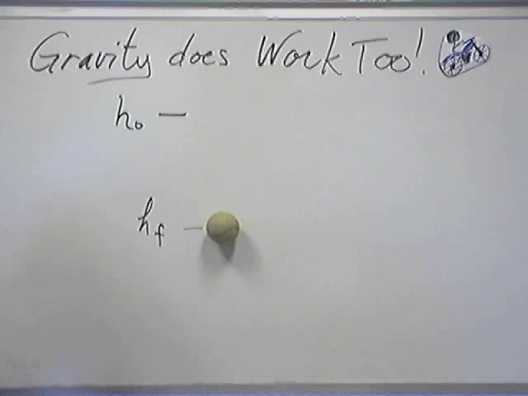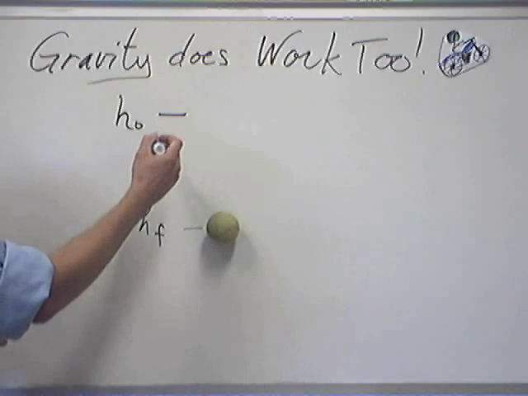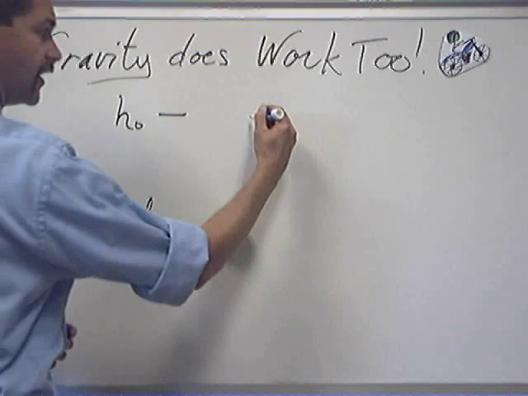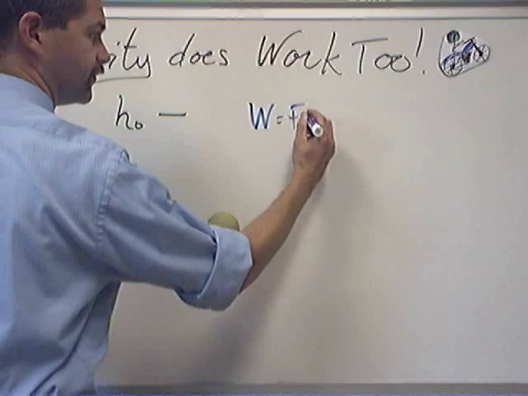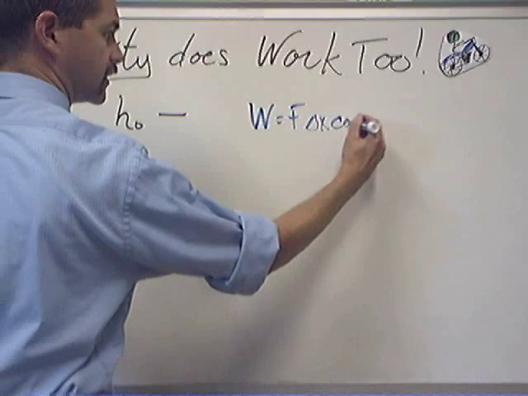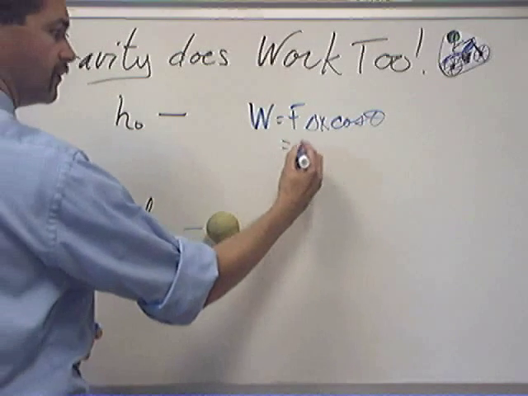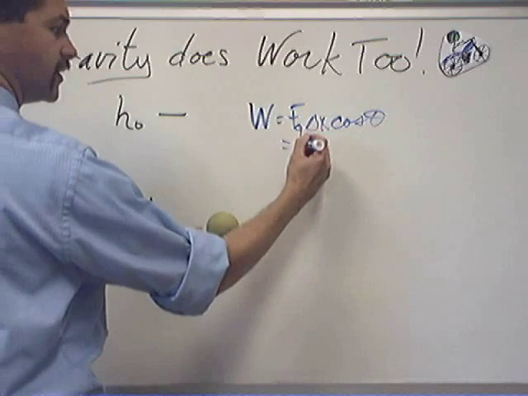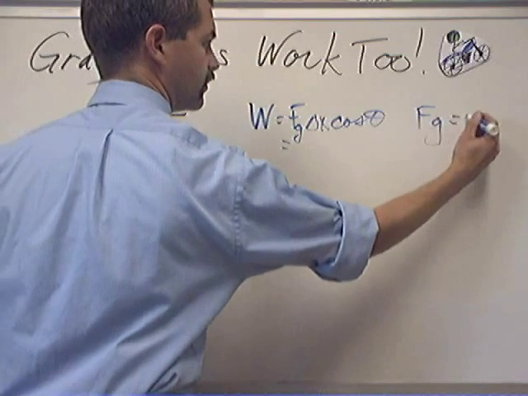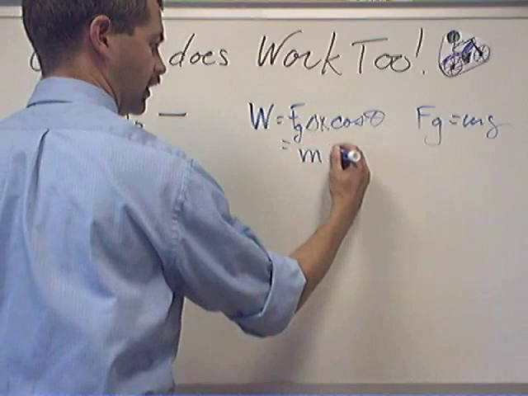Well, what did the work on it? It's changed somehow. It's sped up. I had some work being done on it. So work is force times the delta x times the cosine of the angle between them. What's acting as my force? It's the force of gravity. So force of gravity is mg, so I end up with mg.